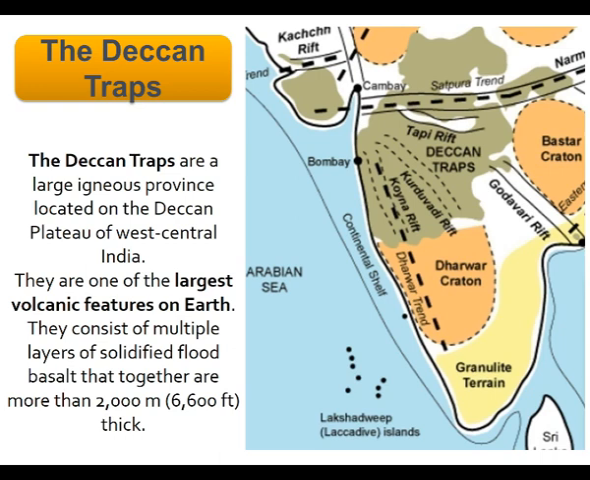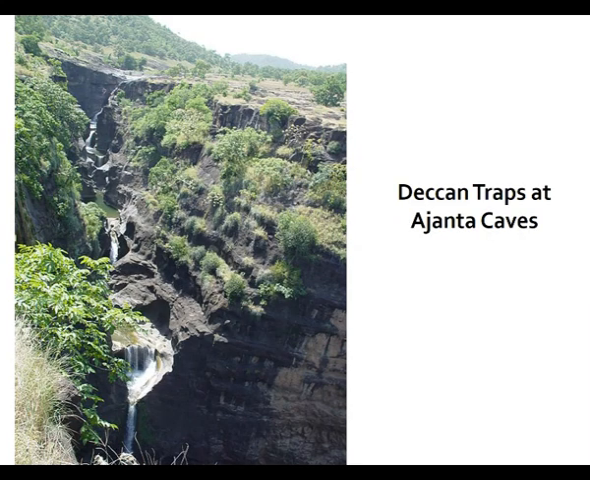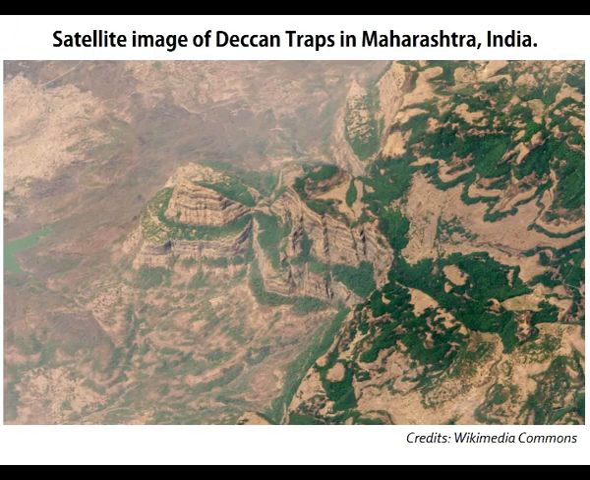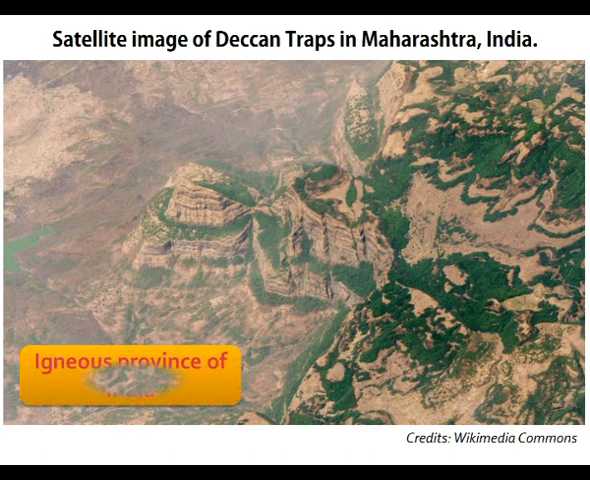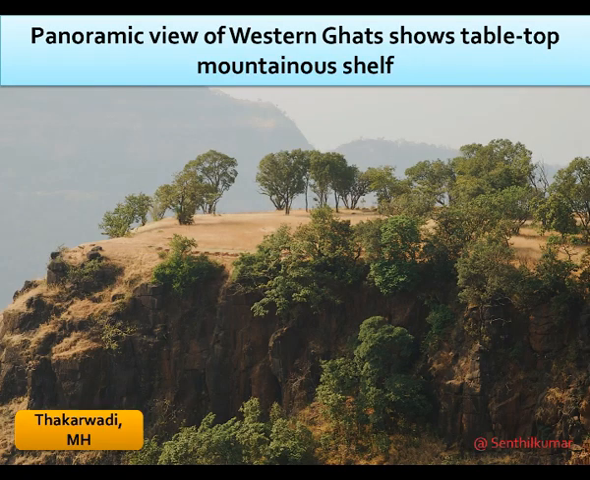It is formed especially in the northern part of the Western Ghats. In the forthcoming slides I would like to show you the Ajanta caves, and also the satellite image of the Deccan Traps found in Maharashtra, which beautifully shows the tabletop mountains. That's why it is called the Deccan Trap region. Especially the state of Maharashtra is called the igneous province of India. I would like to show some pictures.